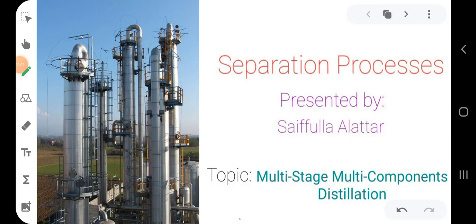Welcome everyone. This is separation processes course. Our topic today is multi-stage, multi-component distillation.